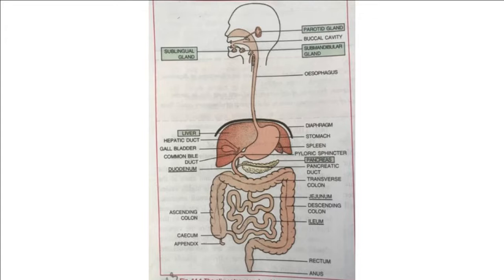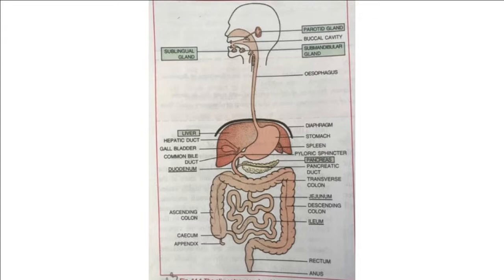The first part is the duodenum, where the further digestion of carbohydrates, proteins and fats takes place. Then, continuous with the small intestine, we have the large intestine. The large intestine is continuous with the rectum. The rectum and anus are the last part of the human digestive system.